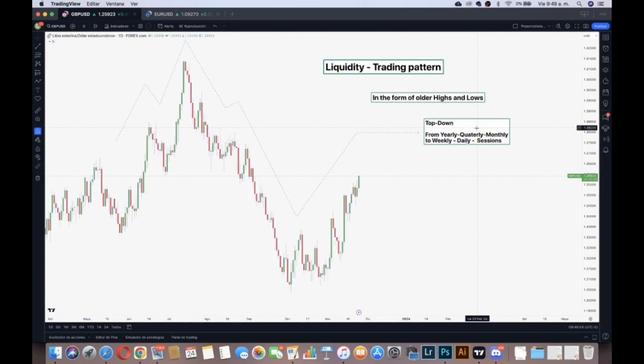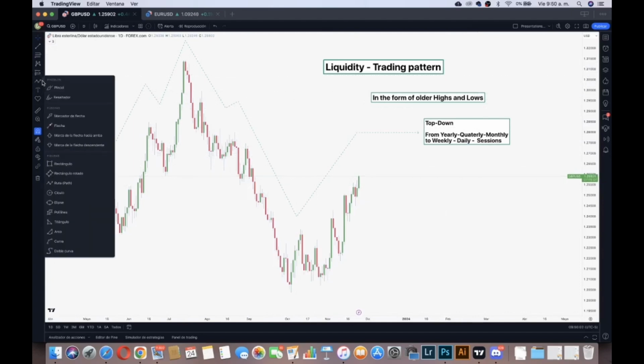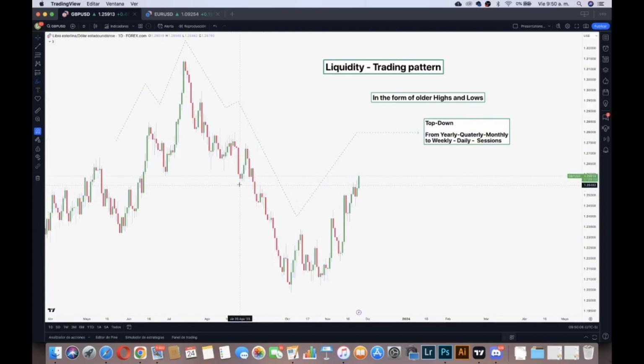Why is that? Because, as we can see, for instance, if a trade was placed right here in this older low, all the buyers in here placed their stop loss below this low. So then the market makers, or stop hunters, will try to find this liquidity, or to run this liquidity, by taking the stops that were placed just below this low.